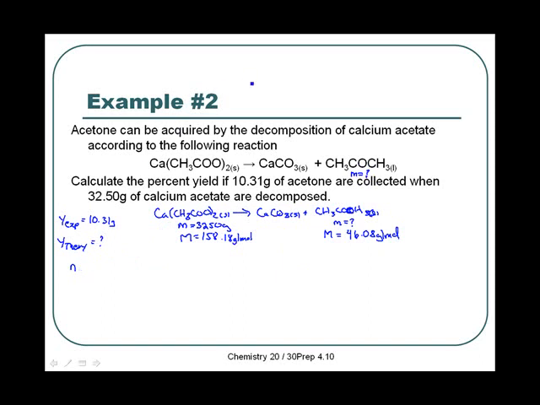So because we're doing just gravimetric, I'm going to need molar mass is equal to mass over moles, and after I'm going to use my percent yield formula. So I'll just write down that.